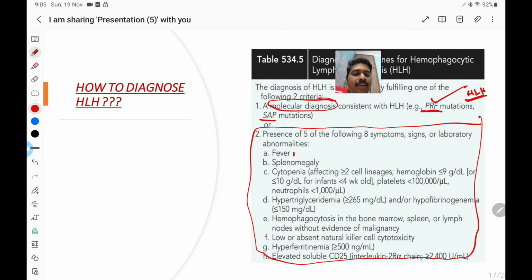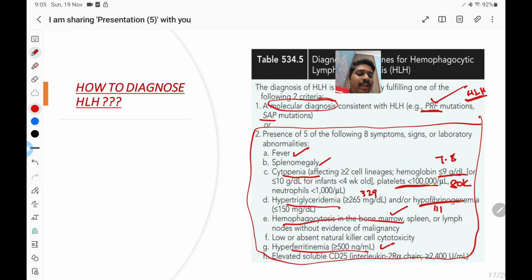Okay, say fever, which was there in our patient, splenomegaly was there, bicytopenia was there. Bicytopenia means how much? HB is less than 9 and platelet is less than 1 lakh. So these both are present in our patient. Our patient's HB was 7.8 and platelet was 80,000. Then we had hypertriglyceridemia in our patient, 329. We had hypofibrinogenemia also, 111. It should be less than 150. Ours was 111. Hemophagocytosis was evident on bone marrow, and there was hyperferritinemia also. So it was in the range of 2000s.